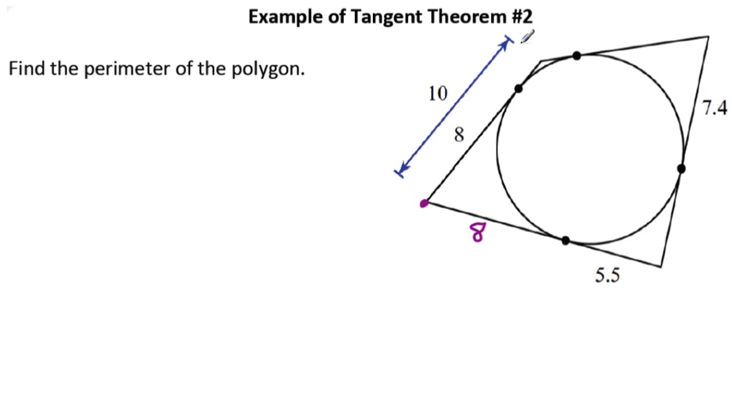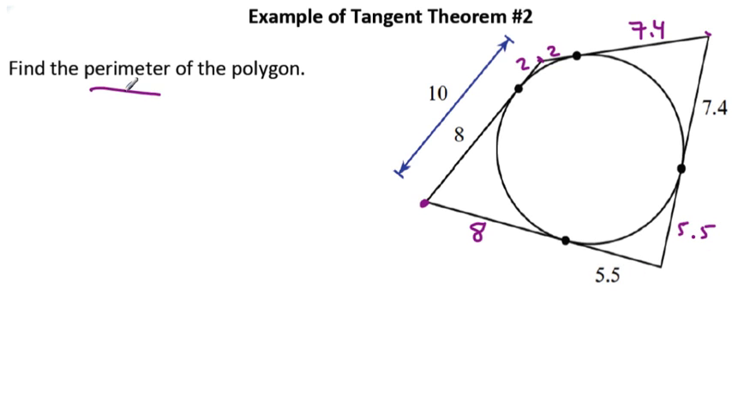All right, so we know that from this point to this point is 10. The blue line tells us that. So that means that this side must be 2. But we're going to use the same theorem again. That one must be 2. All right, so coming from this direction, if that is 7.4, this one up here has to be 7.4. And if this is 5.5 on the right, we get 5.5.